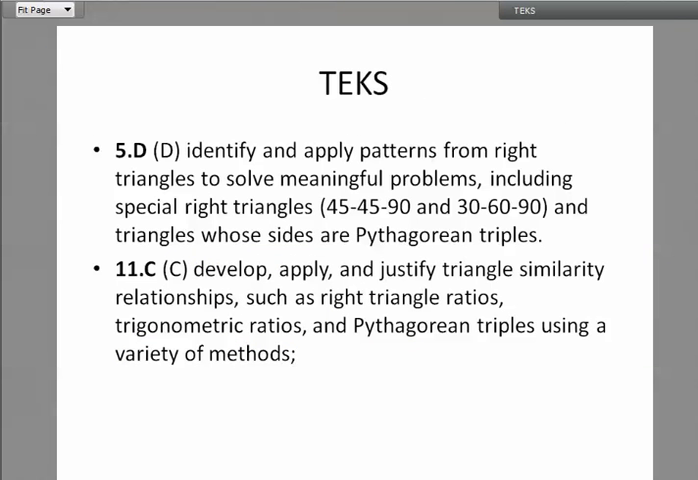Cool. So what we were doing is we were looking at problems, and they're saying 45, 45, 90, 30, 60, 90. We're using Pythagorean information. We're using trigonometry. And we're going to apply and justify a similar relationship, so that's what you do when you're doing trigonometry.